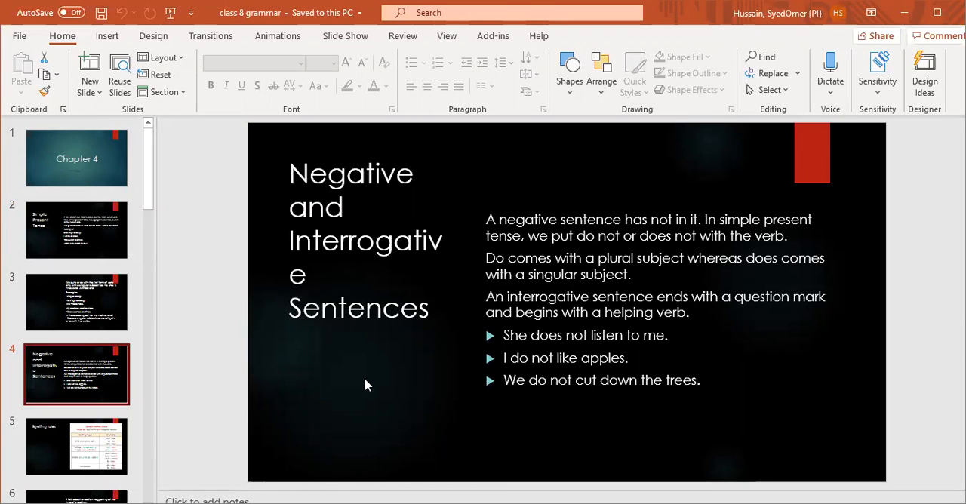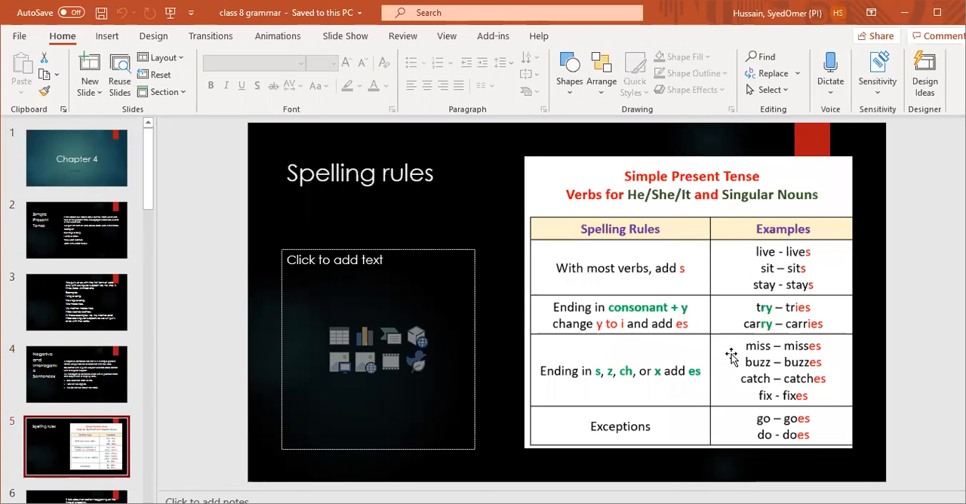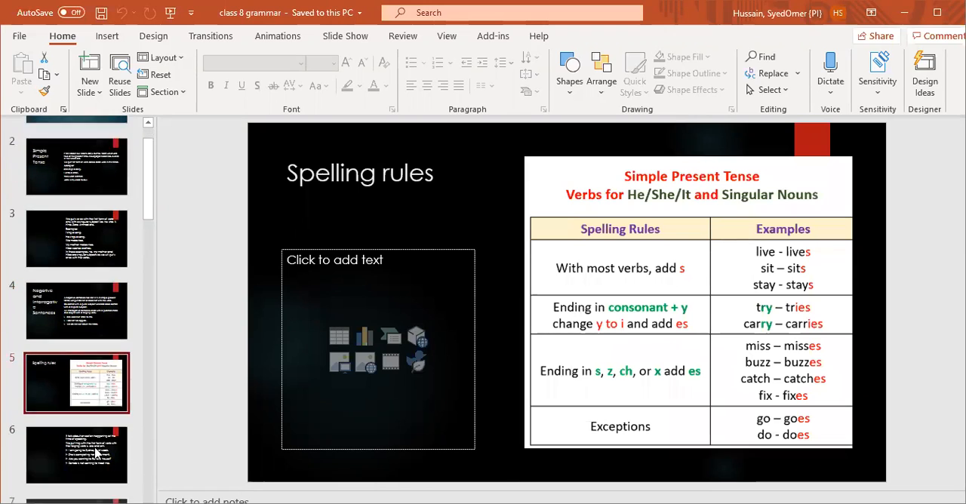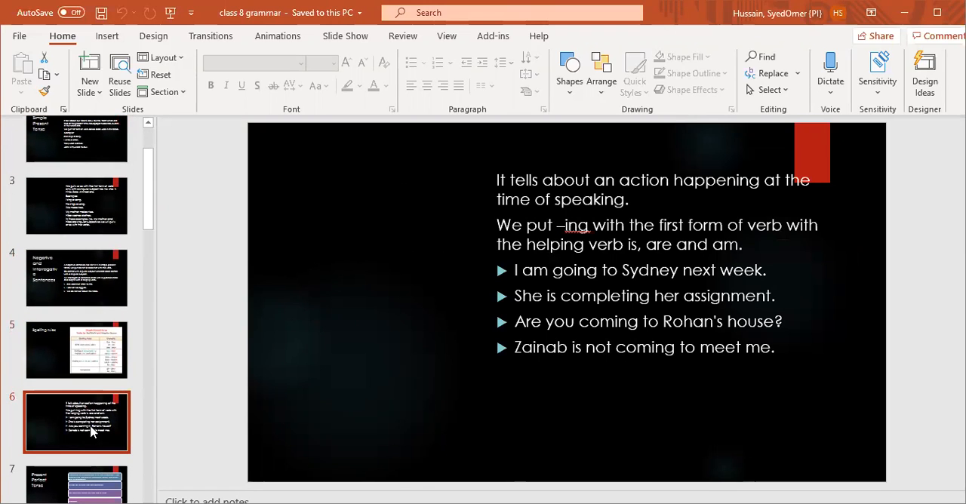Beta, either your test will be oral or written. Okay? Dictation definitely is written, but this tenses test can be oral or written. This I have explained to you before.